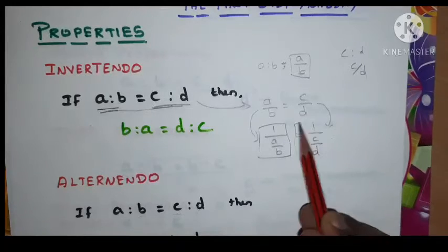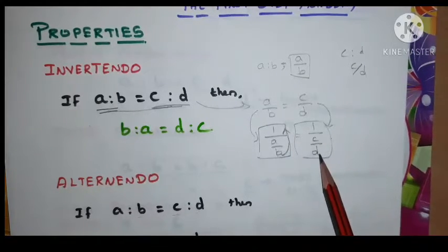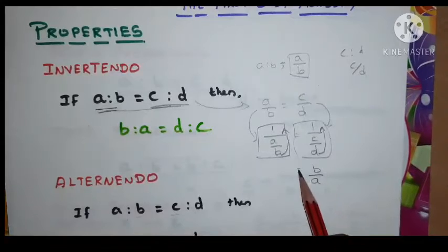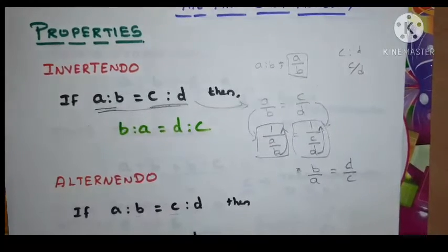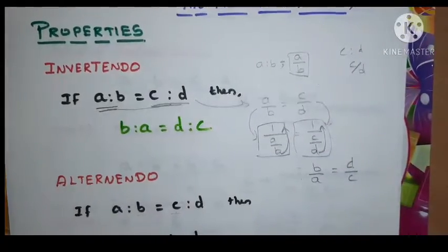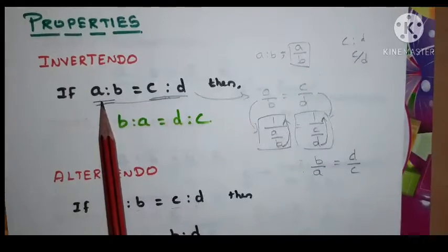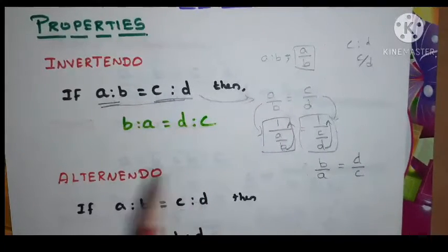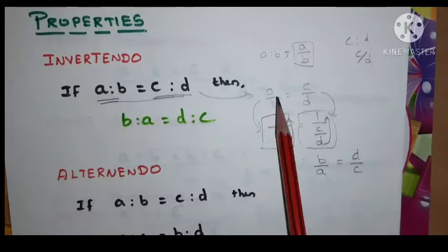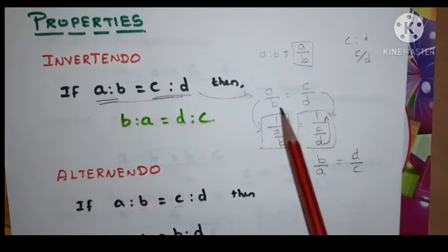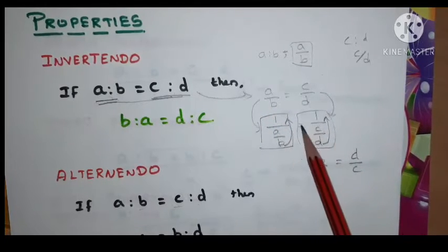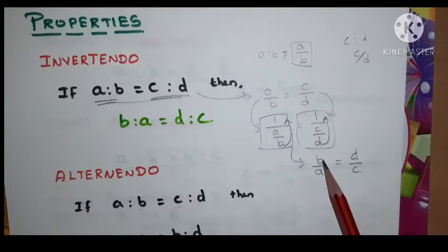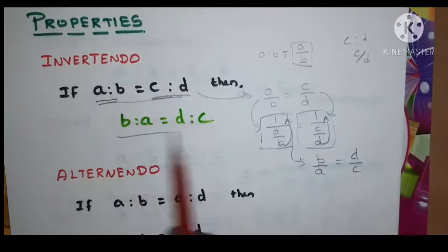Now look at the denominator: this B will go to the numerator and this D will go to the numerator. Now this will transform as B by A is equal to D by C. Once again, if these two ratios A is to B and C is to D are in proportion, then the inverse is also in proportion. The ratio is A by B is equal to C by D, and the inverse is 1 by A by B is equal to 1 by C by D. Now B goes to the numerator and D goes to the numerator. Hence we can write B by A is equal to D by C. That's exactly what we expressed here.